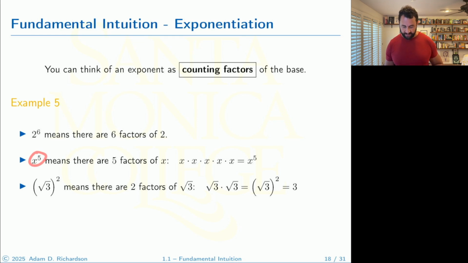X to the fifth means that you've got 5 factors of x, right? One, two, three, four, 5. That's x to the fifth. Square root of 3 to the 2 means that you've got 2 factors of the square root of 3. So square root of 3 times square root of 3 equals the square root of 3 squared, which also happens to be equal to 3, as we'll see later on in the course.